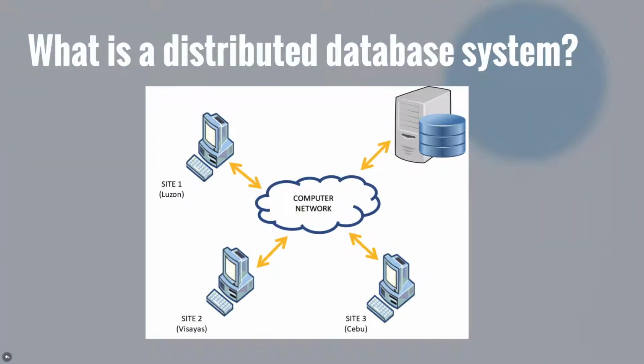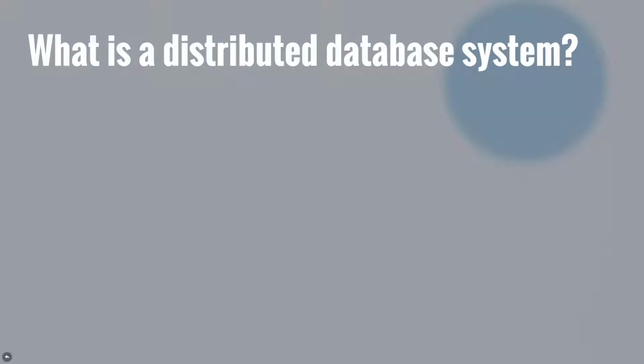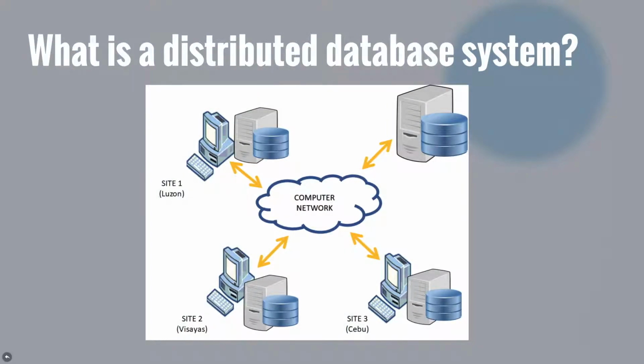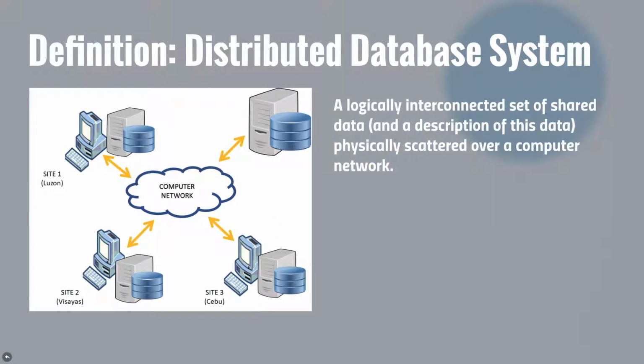What is a distributed database system? Here is an example of a centralized database system which only has one database shared across different sites. A distributed database system, however, may have one or more databases allocated in each site. By definition, it's a logically interconnected set of shared data physically scattered over a computer network.